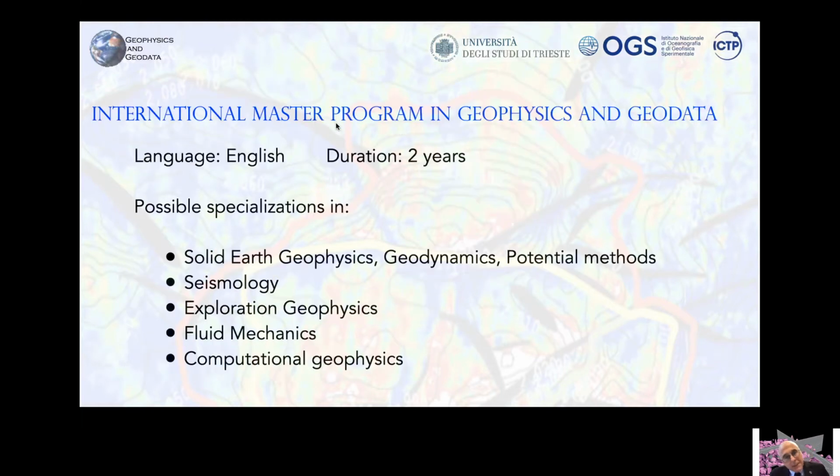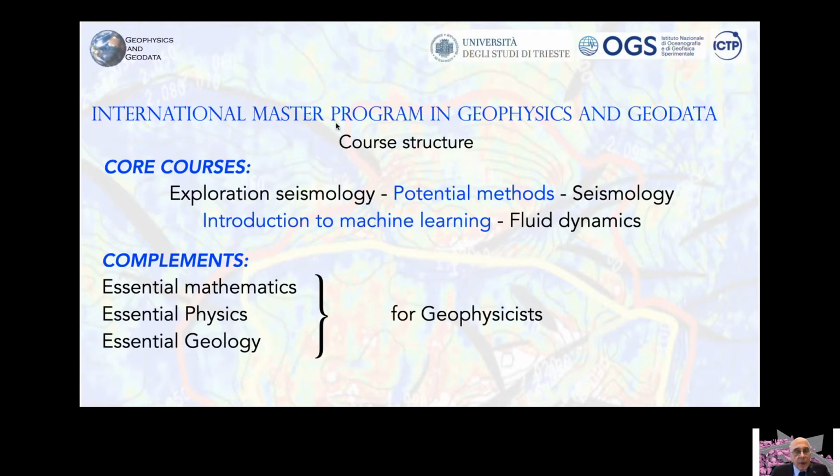The language of the program is English. The duration is 2 years. And we offer specializations in the following sectors: solid earth geophysics, geodynamics, potential methods, seismology, exploration geophysics, fluid mechanics, computational geophysics.